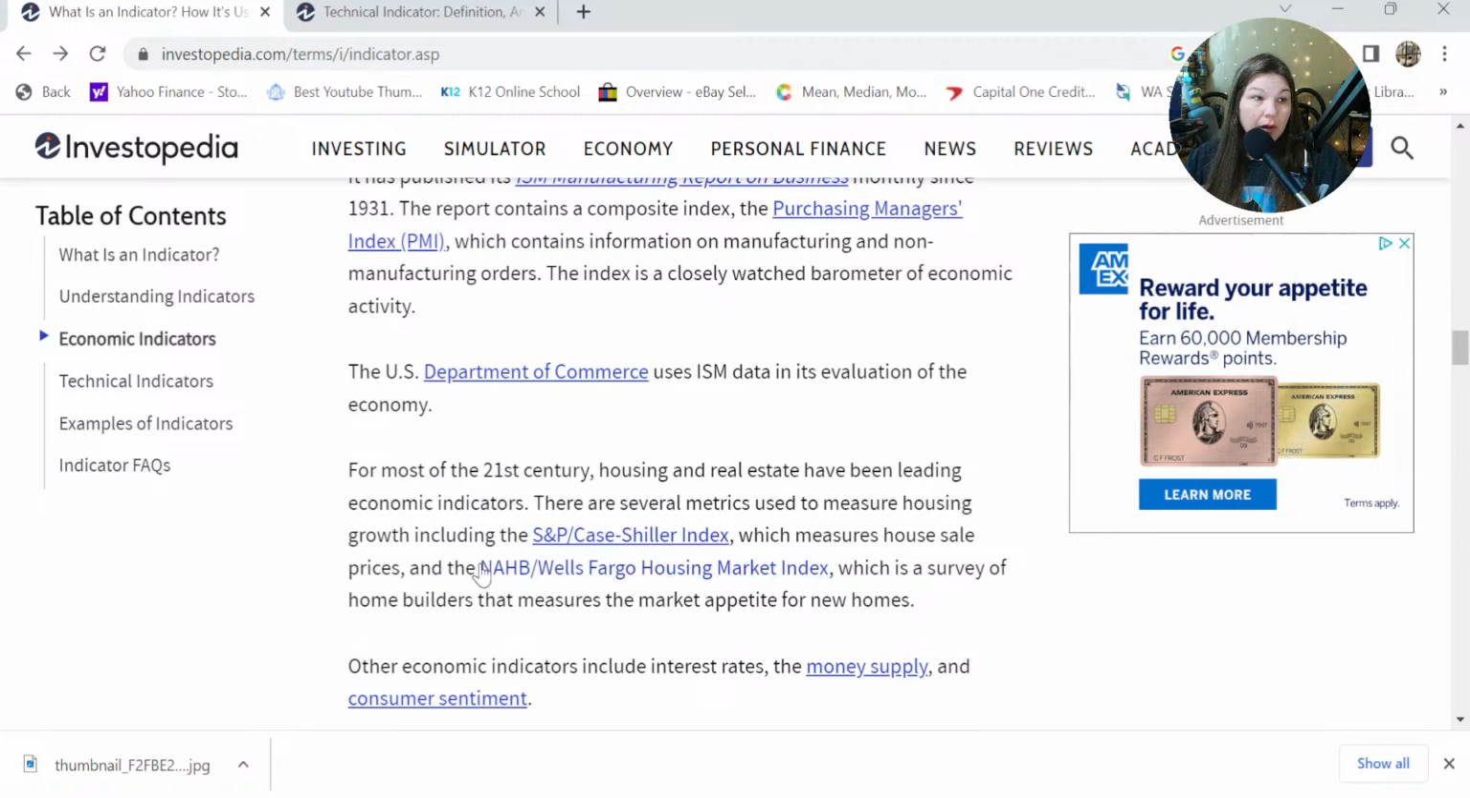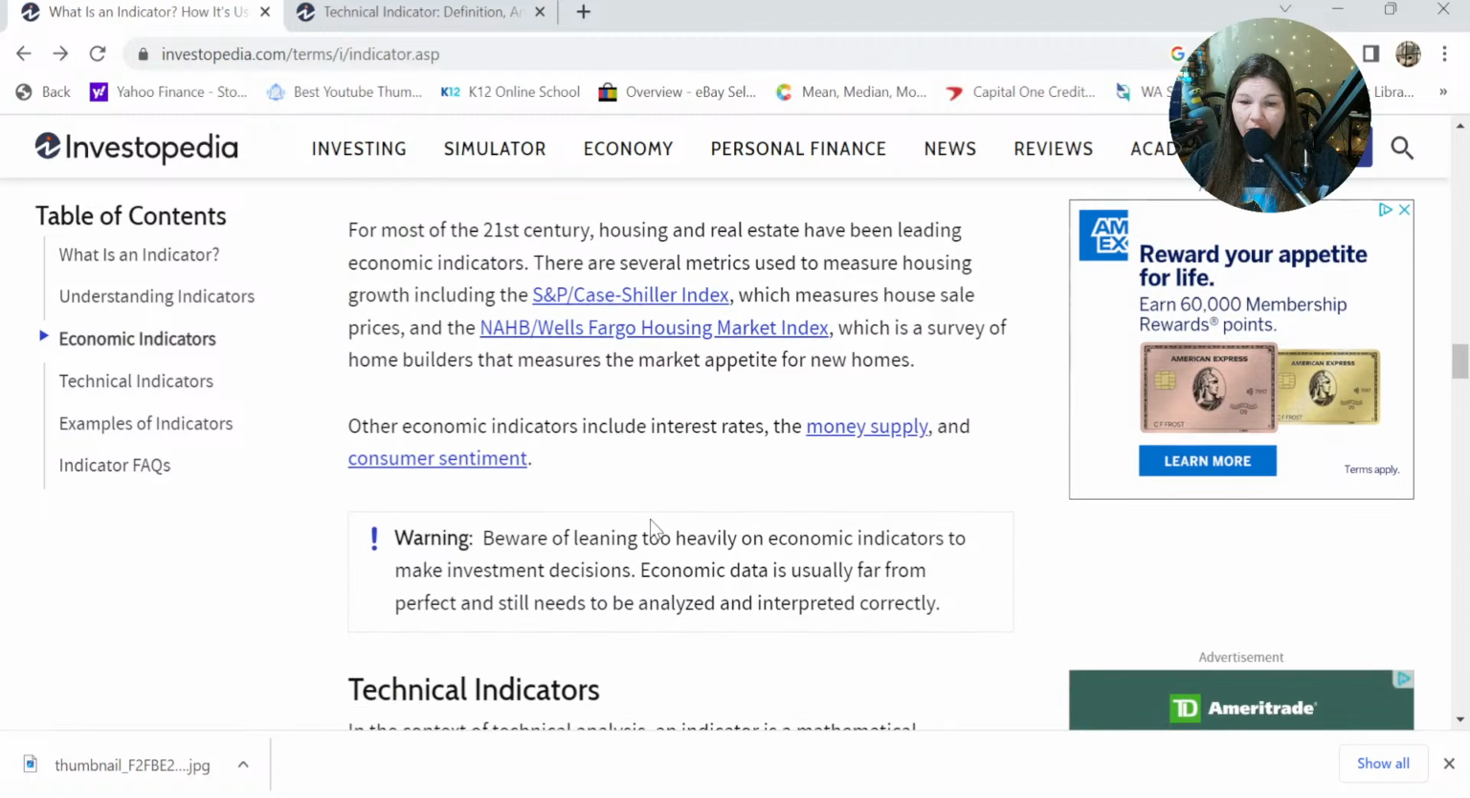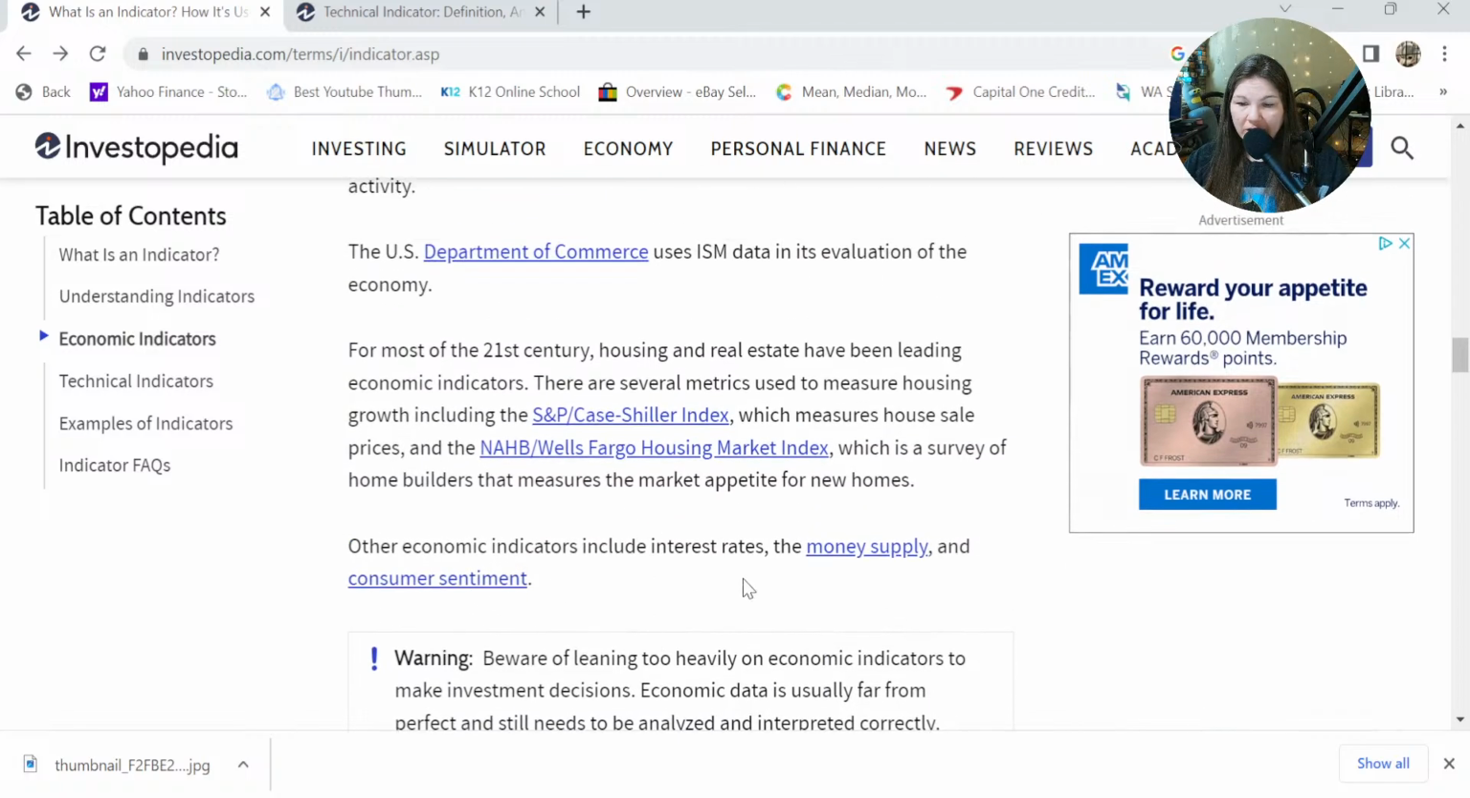So for most of the 21st century, housing and real estate have been leading economic indicators. There are several metrics used to measure housing growth, including the S&P Case-Shiller Index, which measures house sale prices, and the NAHB Wells Fargo Housing Market Index, which is a survey of home builders that measures the market appetite for new homes. Other economic indicators include interest rates, the money supply, and consumer sentiment.